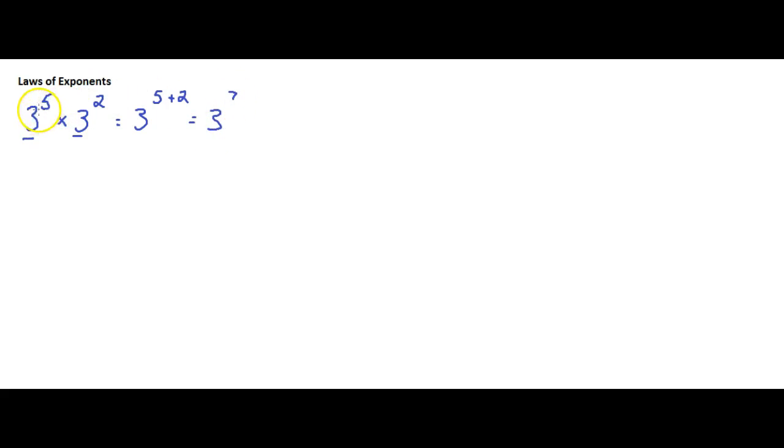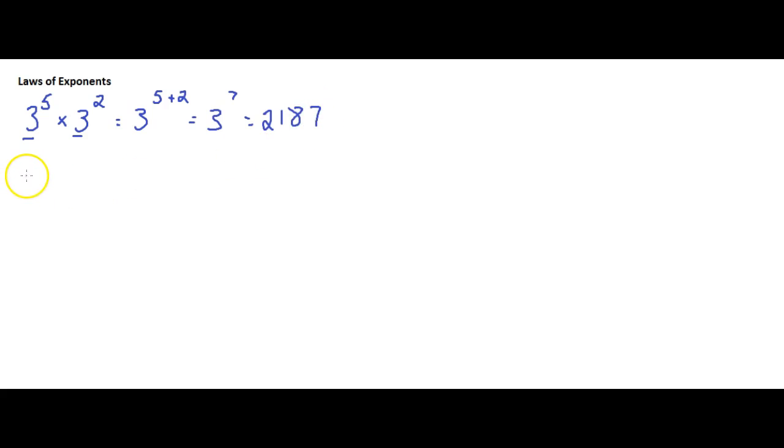And if you were to evaluate these out with your calculator or even by hand and then multiply the two values together, you would see that you get the same value as 3 to the 7, which is, let me just do this on my calculator, 2,187. Okay, so this was covered in the last video.